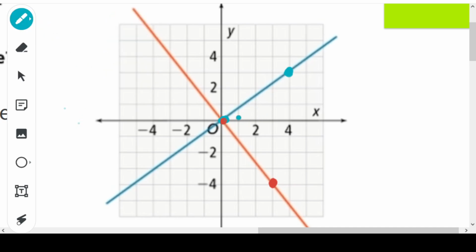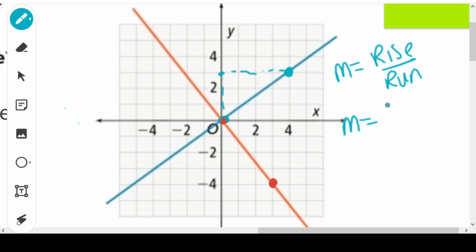So for the blue line, remember the slope is rise over run. So what I'm doing is I'm counting the boxes. So this one rises by 3 and it runs by 4. So the blue slope is 3/4. And you know that it's positive because if I go from left to right on the blue graph, I'm increasing slowly, right? So it's going uphill.